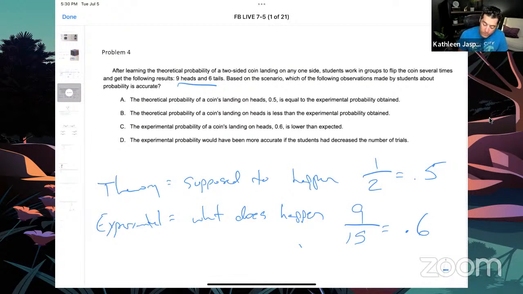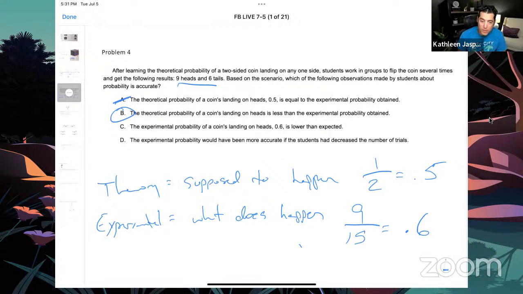So as we go through, answer choice A, the theoretical probability of a coin's landing on heads, 0.5, is equal to the experimental probability obtained. Does 0.5 equal 0.6? No, it does not. So that means A is out. B says the theoretical probability of a coin's landing on heads is less than the experimental probability. If theoretical is 0.5 and experimental is 0.6, then yes, 0.5 is less than 0.6. Therefore, answer B is correct. I'll go through the rest of them just so you see.